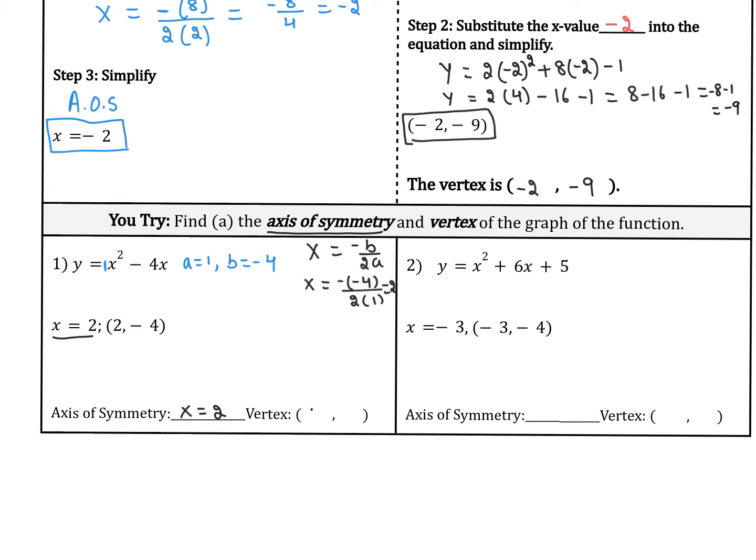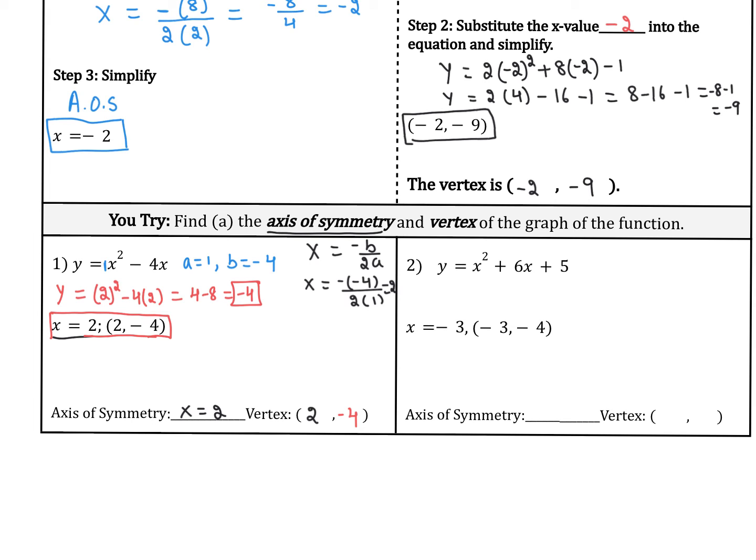The vertex coordinate x is 2. Now you're going to find out if the y coordinate is -4 or not. You can plug this x value 2 into the given equation and find out if you have the y value equals -4. So I'm going to use the given function y and plug in x as 2. What I got here is 4 minus 8, and the y value is -4. X is 2, y is -4, and that's your answer.